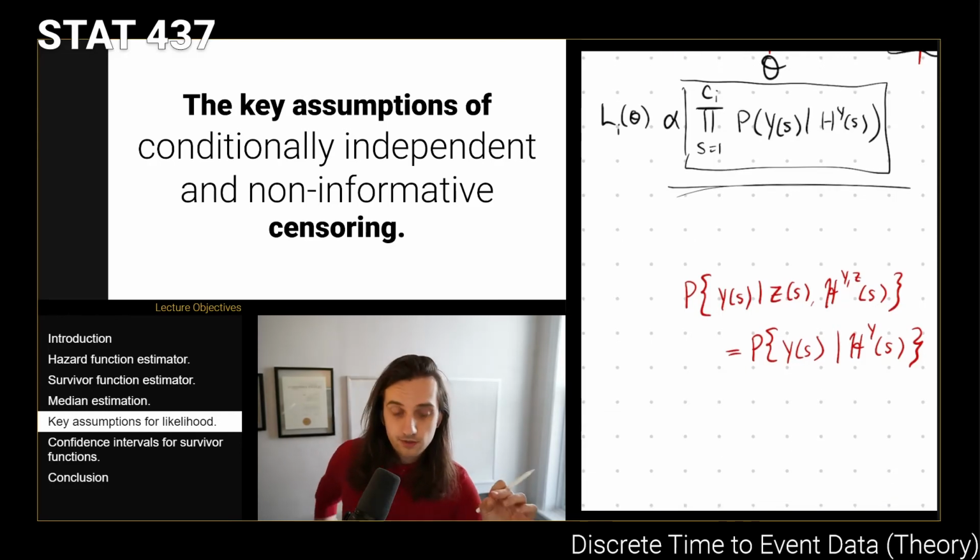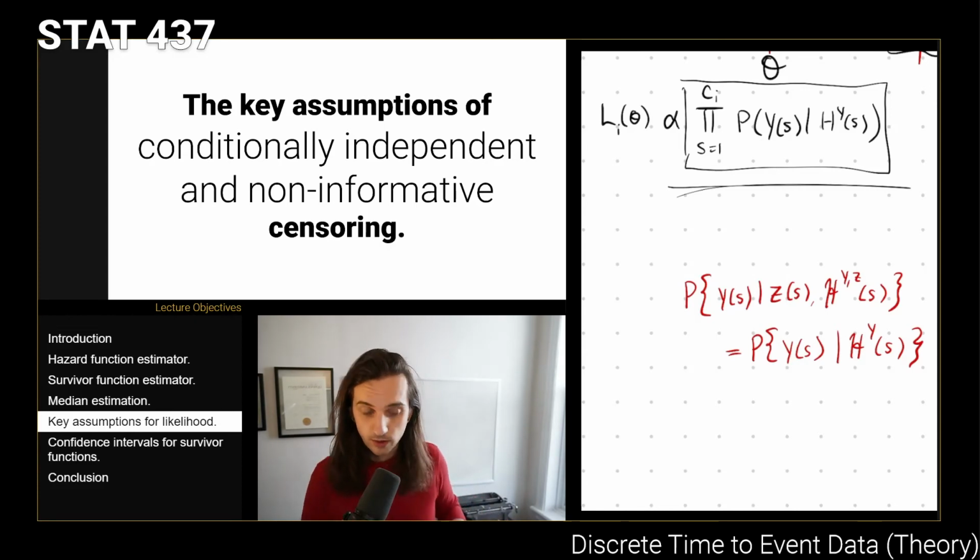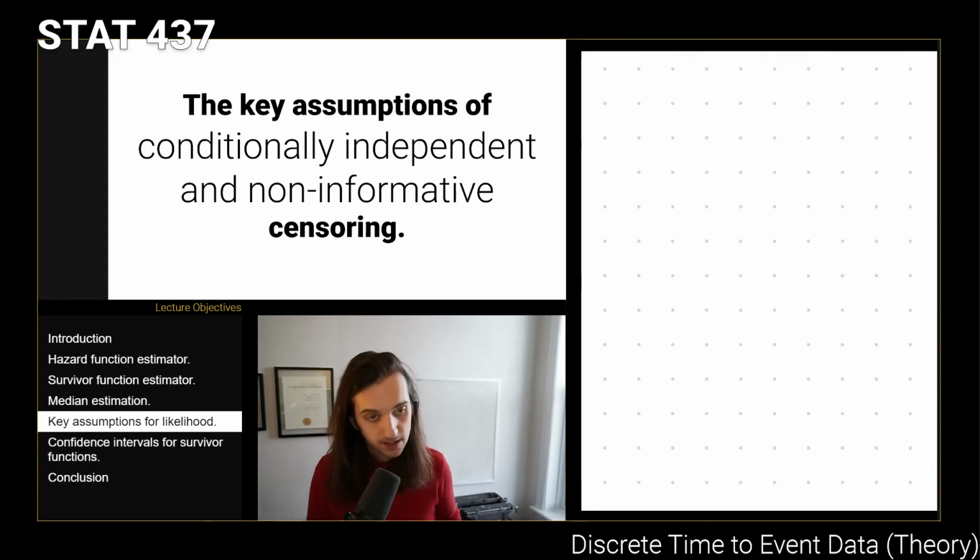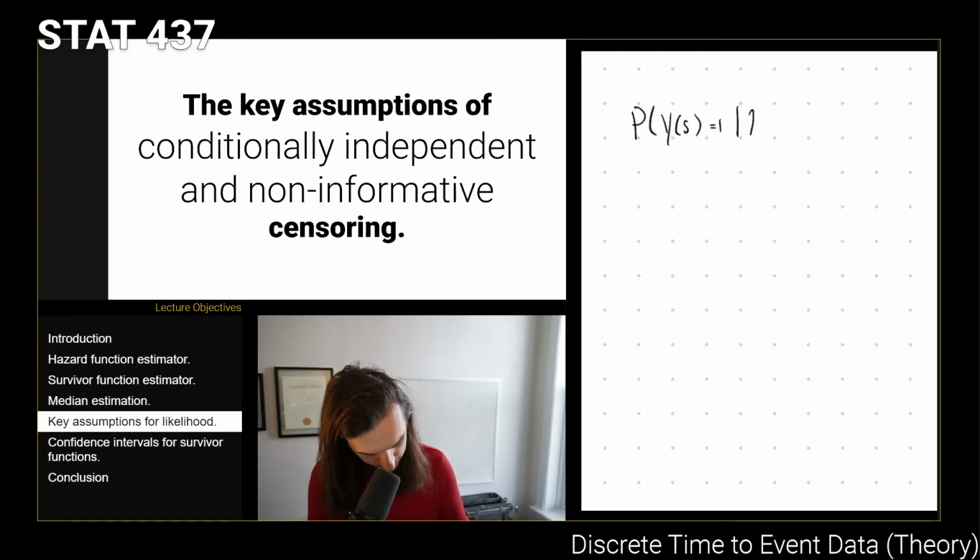But then the question for us becomes, okay, what can we actually do to work with this likelihood? The idea is, how do we model this probability that ys equals 1, say, given the history of ys?